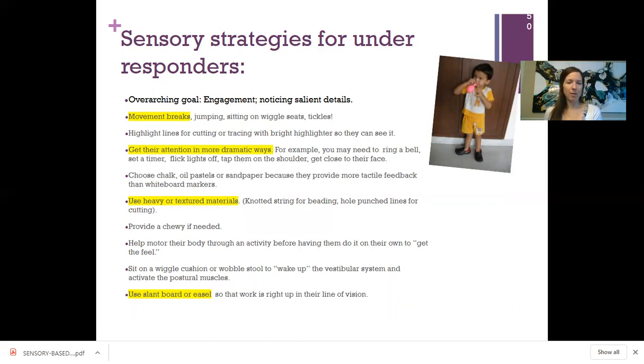Sometimes using a slant board or an easel can help, because these are the kids who are under-alert. Having their work on a slanted surface right in front of their face, in their line of vision, can really help them attend to it better.